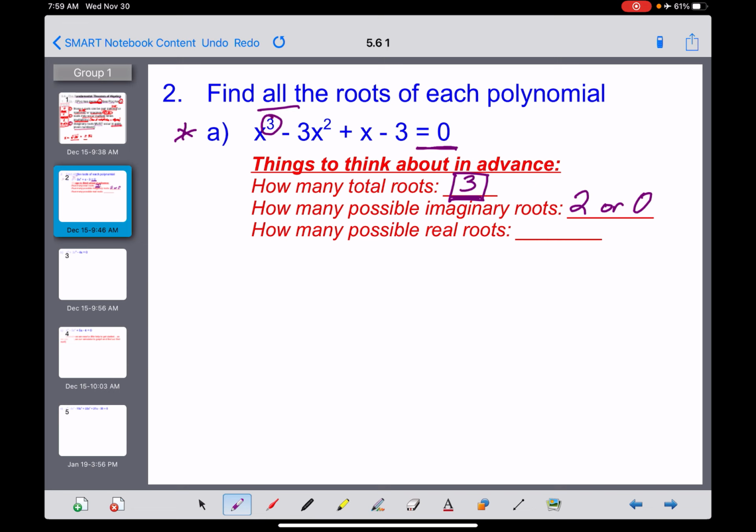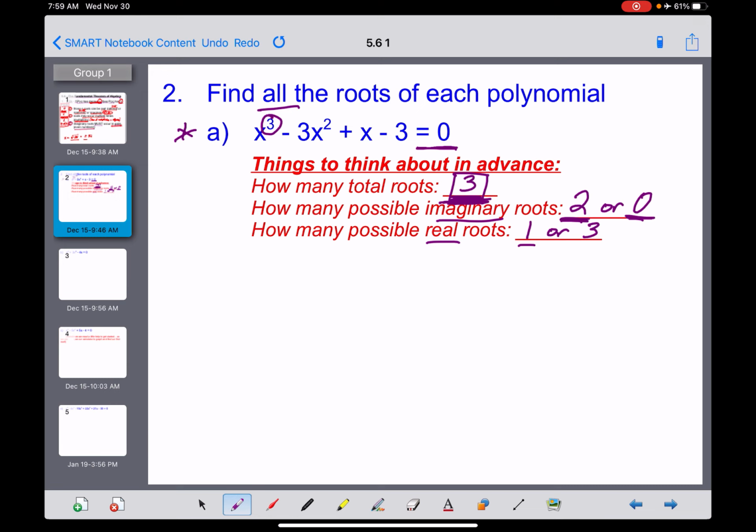Now, how many possible real roots? Well, let's remember that out of these 3, every root has to be either imaginary or real. So if we were to have, let's say, 2 imaginary roots, let's think about that. 3 total. If 2 of them were imaginary, that would leave 1 real root. I just did 3 minus 2 and got 1 there. Or let's do the same thing. With 3 total roots, if 0 of them were imaginary, 3 minus 0 would tell me that we could also have 3 real roots right there.